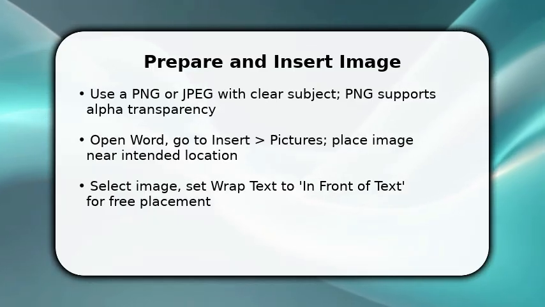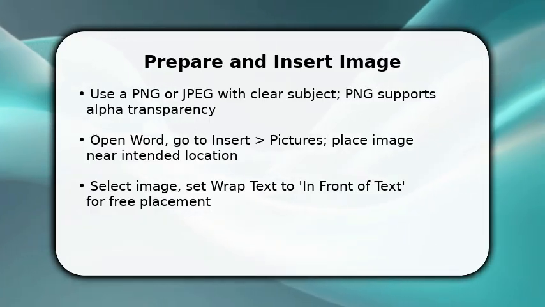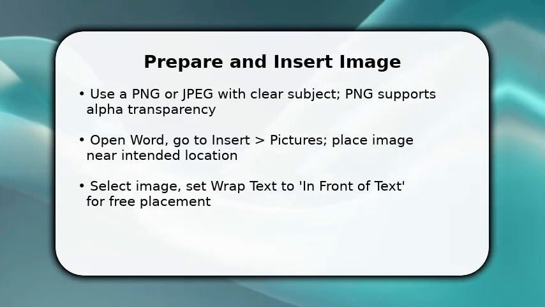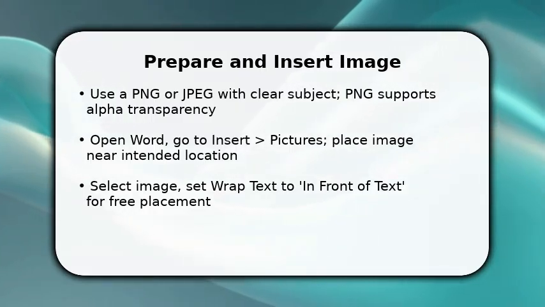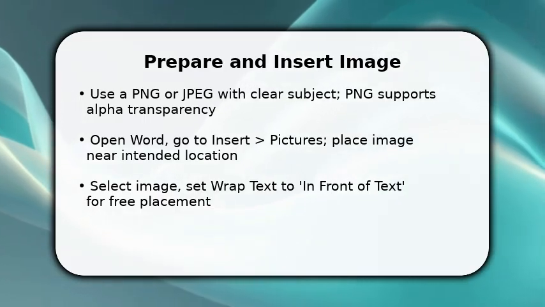You start by choosing a clean image file and inserting it into the document. Select Insert Pictures and pick a PNG or JPEG. PNG retains transparency better. Once placed, set Wrap Text to in front of text so the image moves freely.